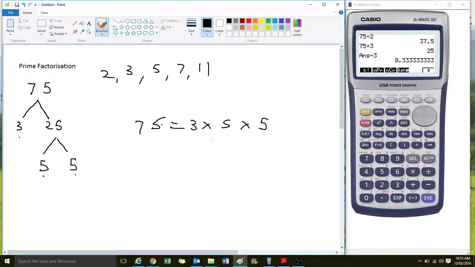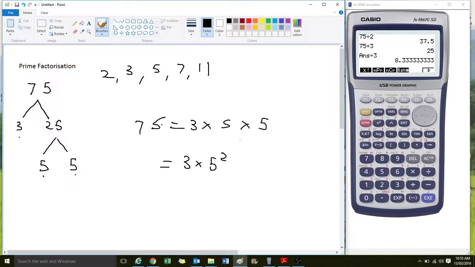To write it out in exponential form, we need to put this as a power. 5 times 5 is just 5 squared. So this is going to be equal to 3 times 5 squared. That's how we would do that problem.